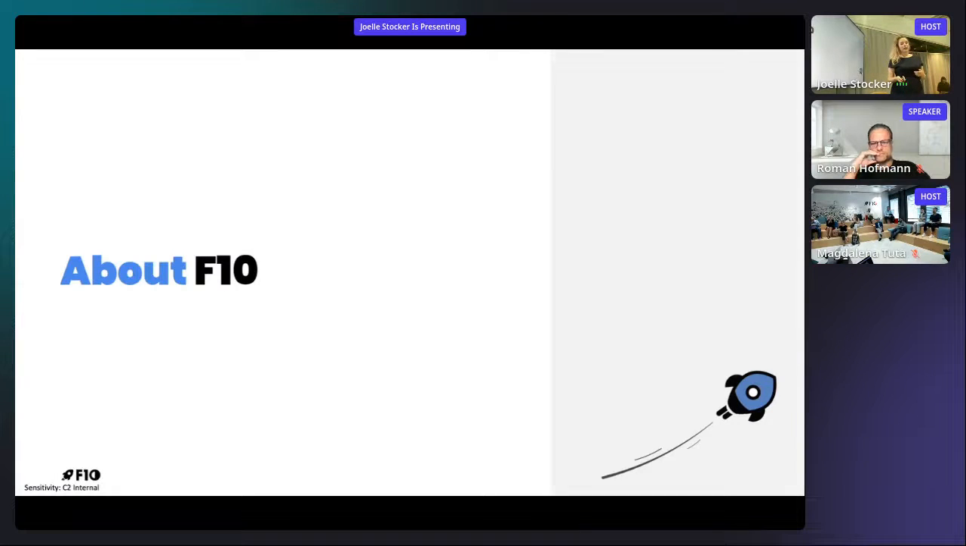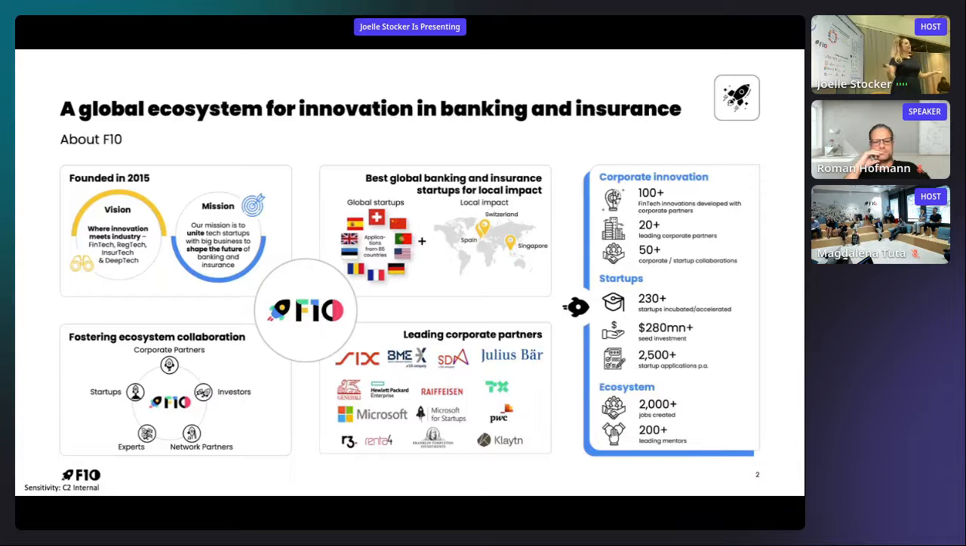So about F10, it all started in 2015 as an in-house project by SIX, the Swiss Stock Exchange, and since then has developed into this kind of global ecosystem for innovation in banking and insurance. We started with one single hub here in Zurich in Switzerland and have now spread all over the world. We have a hub in Singapore. We have a hub in Spain as well, and we have multiple hubs in the building as we speak in different locations with our corporate partners.